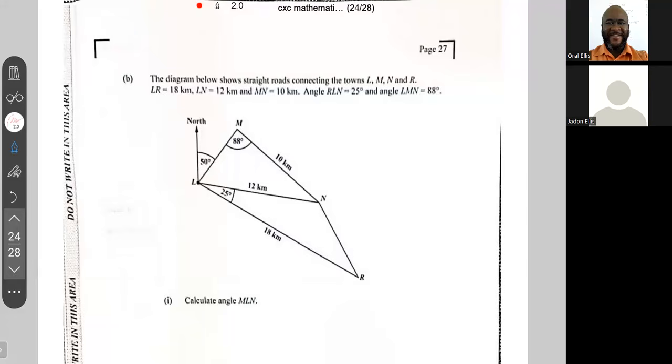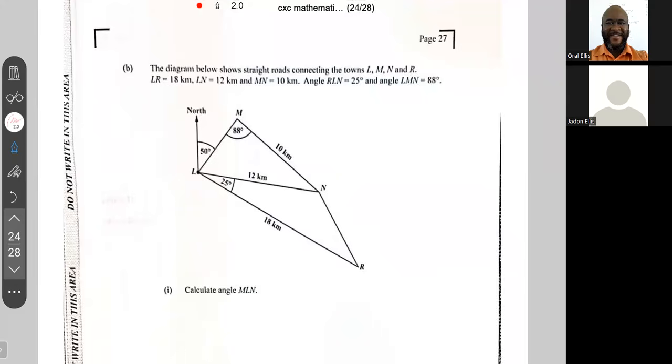The diagram below shows straight roads connecting the towns L, M, N, and R. LR is 18 kilometers. LN is 12 kilometers. MN is 10 kilometers. Angle RLN is equal to 25 degrees. Angle LMN is equal to 88 degrees. We're to calculate the angle MLN. I need this angle here.